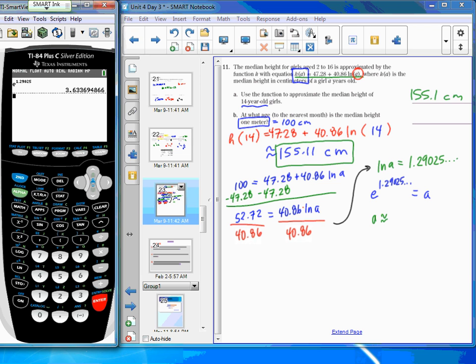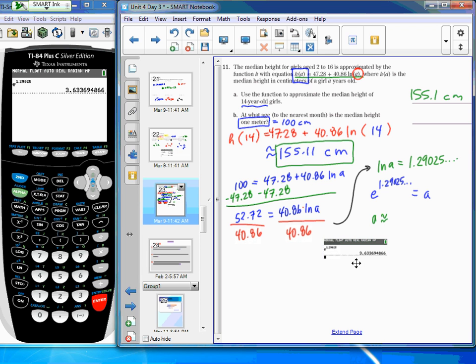does that seem reasonable? About 3.6 years old. Well, when the age was 14, the median height was 155 centimeters. So this makes sense. 100 centimeters is going to be a shorter height, so that must be a younger age. So it looks like about 3.6 years old.